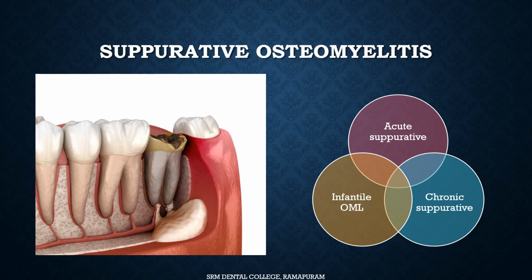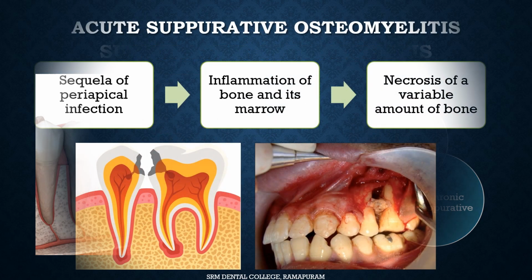So suppurative osteomyelitis is nothing but the inflammation of the bone and its marrow contents, which ultimately results in the formation of pus. Suppurative osteomyelitis can be classified into acute suppurative osteomyelitis, chronic suppurative osteomyelitis, and infantile osteomyelitis. For today's class, we're going to be seeing about the acute and the chronic suppurative types of osteomyelitis.